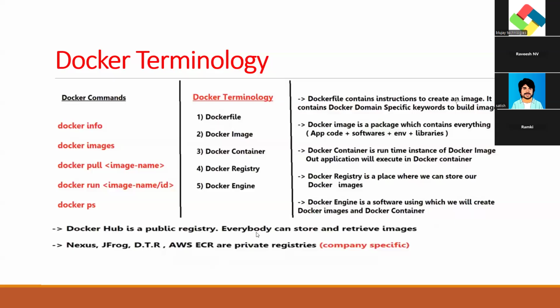So Docker Hub is the public repository. Everybody can store and retrieve the images. But Nexus, JFrog, DTR, AWS are the private repositories. These repositories are used by companies. It's company specific. Okay.